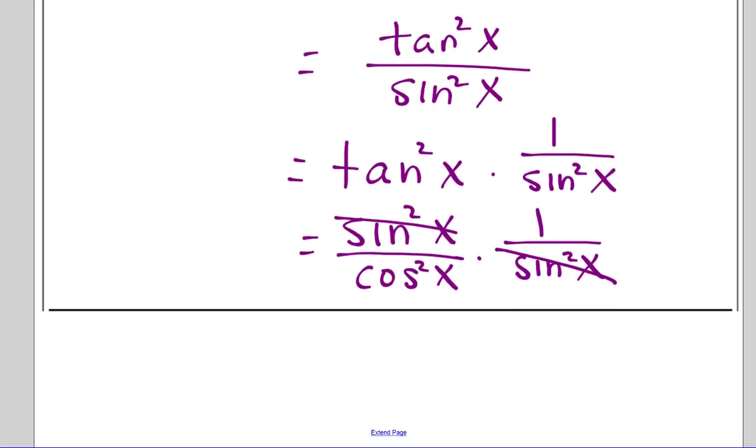And so I'm left with 1 over cosine squared x, which is equal to secant squared x. That's our answer. Here comes the last one.